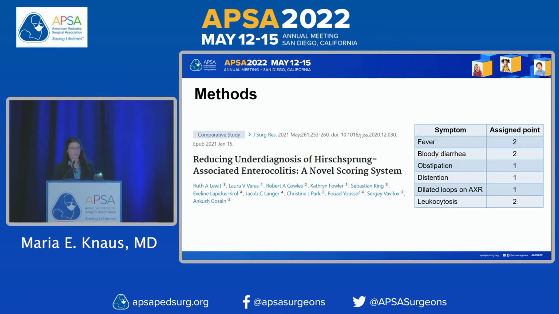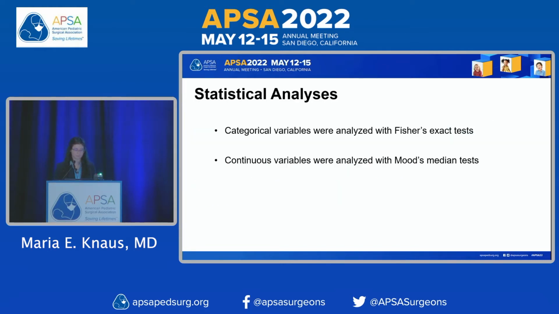A recent scoring system that has reached international consensus was used to define an episode of enterocolitis. This system assigns points to 6 symptoms: fever, bloody diarrhea, obstipation, distension, dilated loops on X-ray, and leukocytosis, with a score of 2 or more being diagnostic for enterocolitis. Fisher's exact tests and Mood's median tests were used where appropriate.